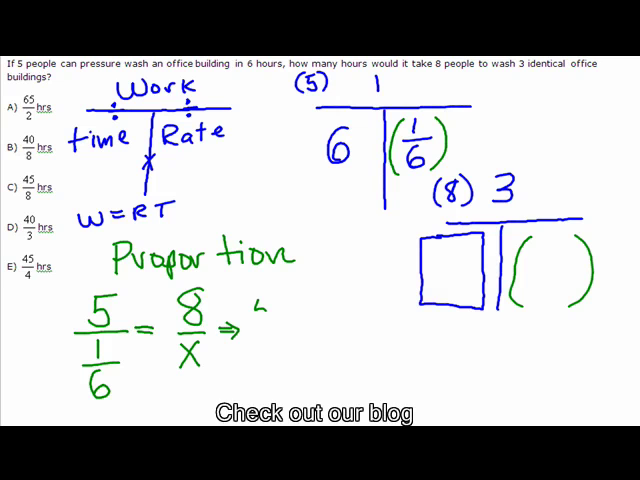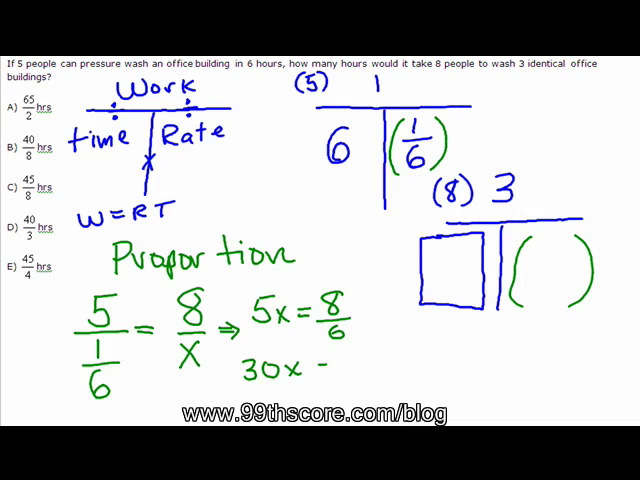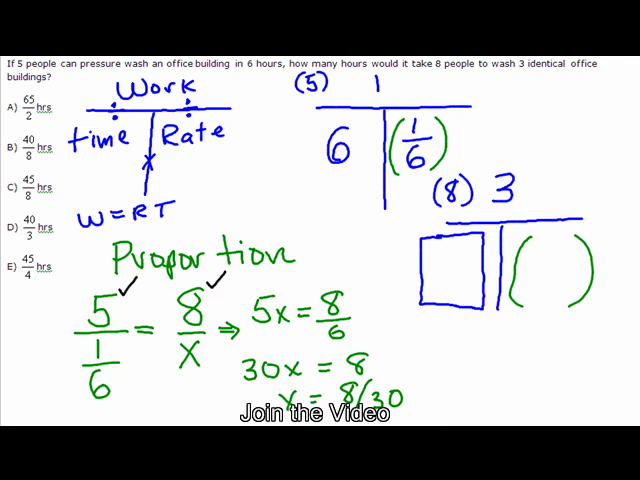Okay? As a result, we see that 5x is equal to 8 divided by 6. We see that 30x is equal to 8. We see that x is equal to 8 divided by 30. That is the rate for 8 people. Using that proportion, we went from the rate of 5 people to the rate of 8 people. The rate of 8 people is 8 over 30.